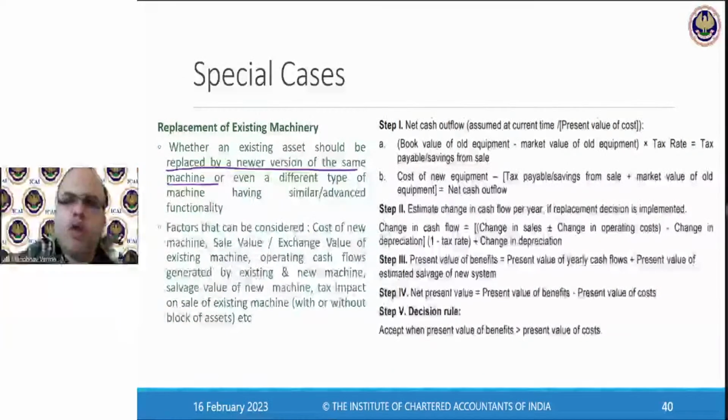Now, what are the factors you need to consider? Remember my discussion on Tuesday on this. We were talking about a scenario where you might go for some relevant cash flow, right?